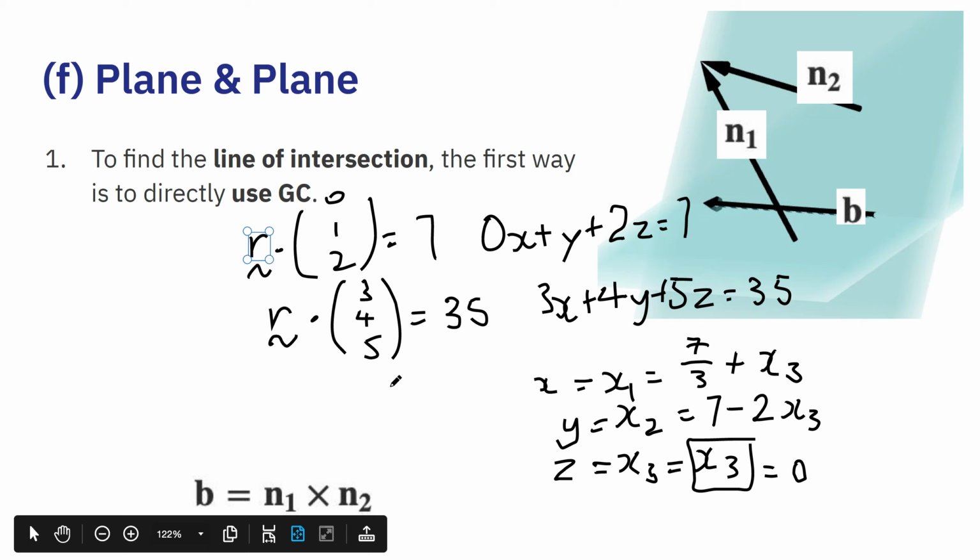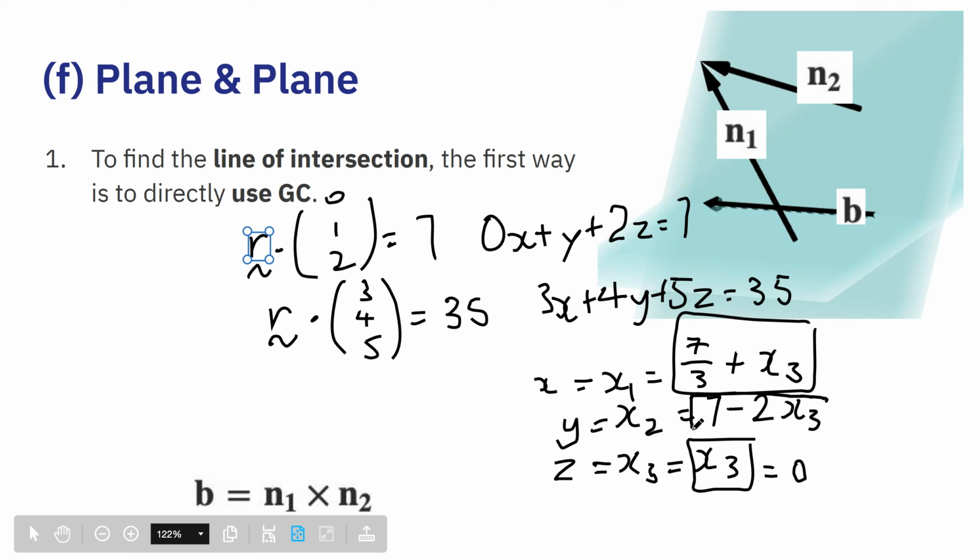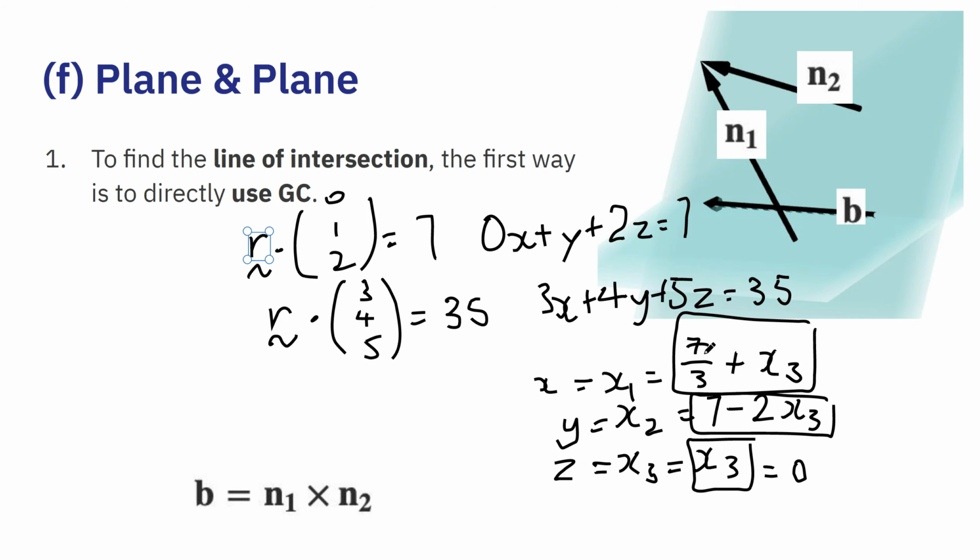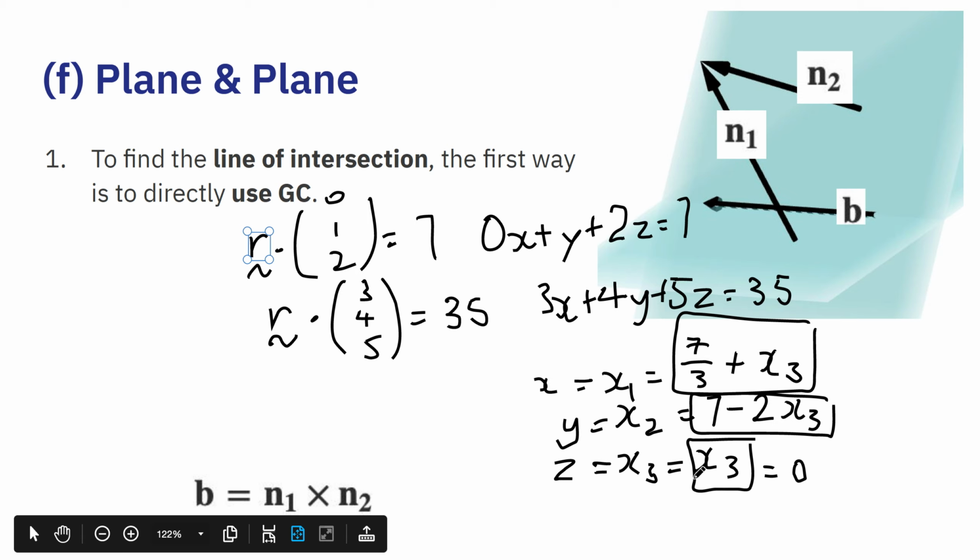But instead of finding the values x, y, and z, there's actually an even shorter method. So if we look at this and this, we look at the constants, the constants before the x3. So before x3, there's nothing, so it's 0 plus. We just copy these. We copy 7 over 3, 7, 0. And this is a point on the line of intersection.